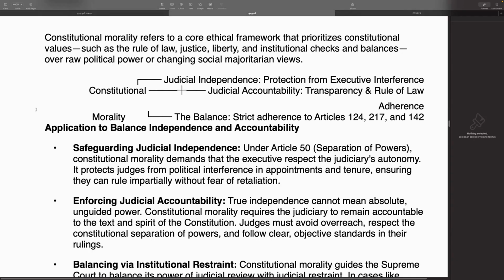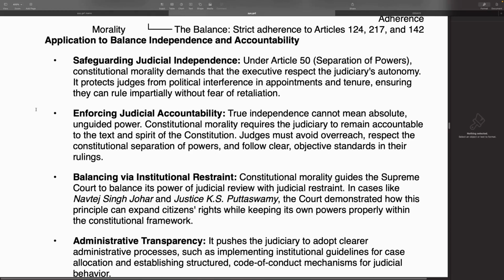Constitutional morality refers to a core ethical framework that prioritizes constitutional values such as the rule of law, justice, liberty, and institutional checks and balances, over raw political power or changing social majoritarian views. This is the diagram: constitutional morality, judicial independence, judicial accountability, and the balance. Strict adherence to Articles 124, 217, and 142. Application to balance independence and accountability.